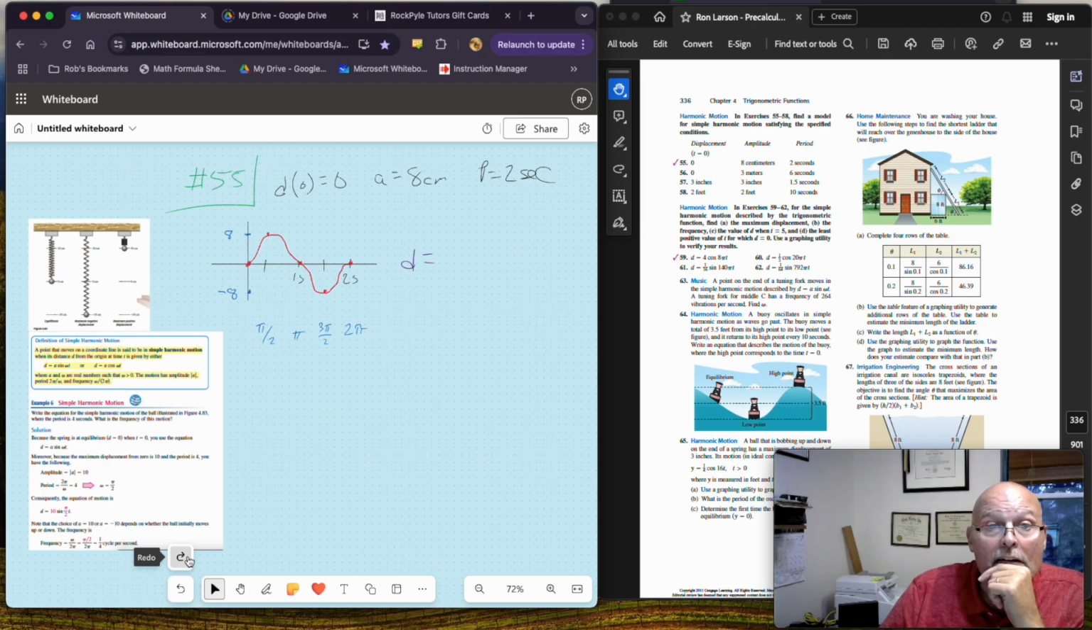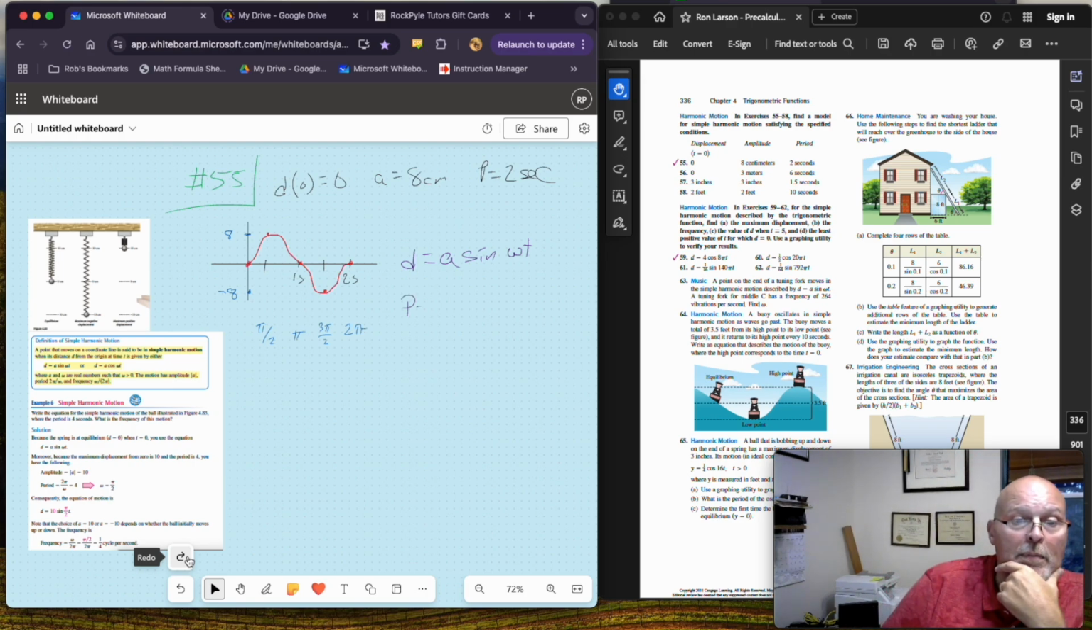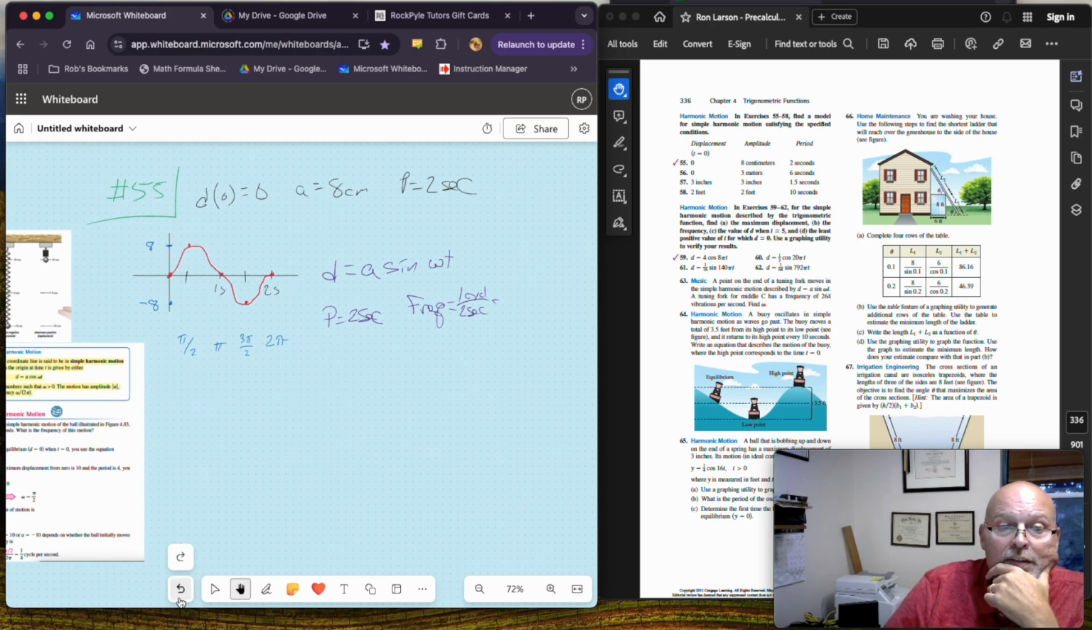And so I know that my equation is d, displacement, equals the amplitude times the sine of omega t. And looking from the box at the lower left, if my period is 2 seconds, my frequency is 1 over the period, or it'll be 1 cycle every 2 seconds, which will be 1/2 cycles per second.